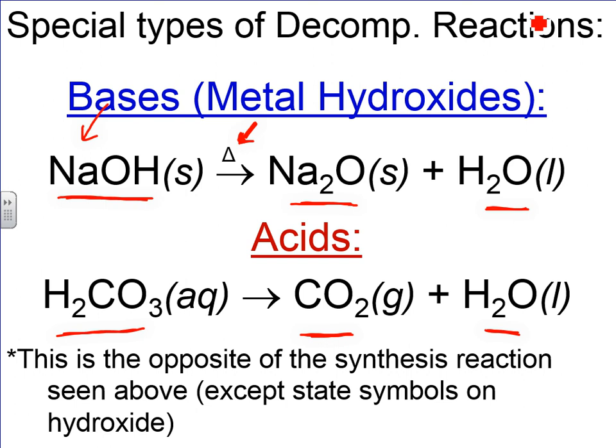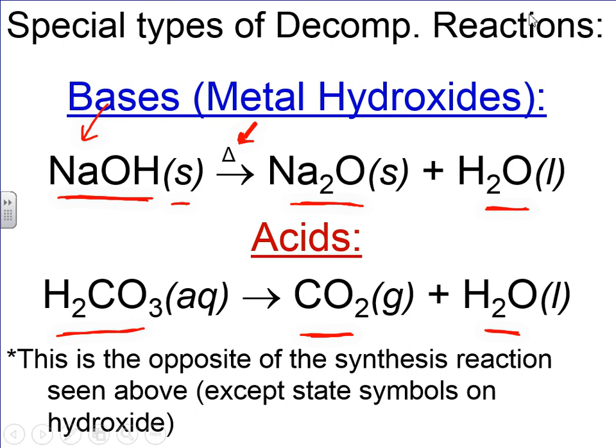So here it says accept state symbols on the hydroxide. So if you take a look, hydroxides previously, what we saw is a solid with water gave you aqueous. Our metal hydroxide was aqueous. However, here we have a metal hydroxide that's solid. So it turns out you can actually begin with a solid and do the same thing. If the water had been evaporated, the metal hydroxide remains, is the idea.